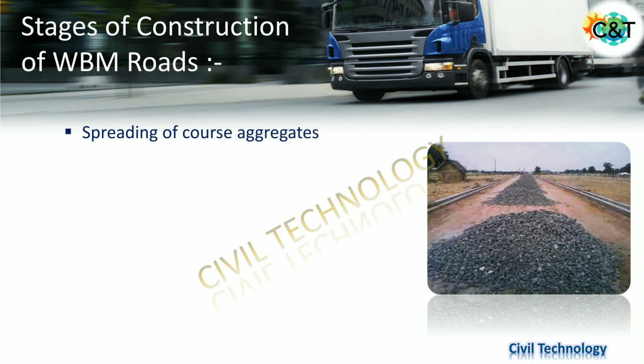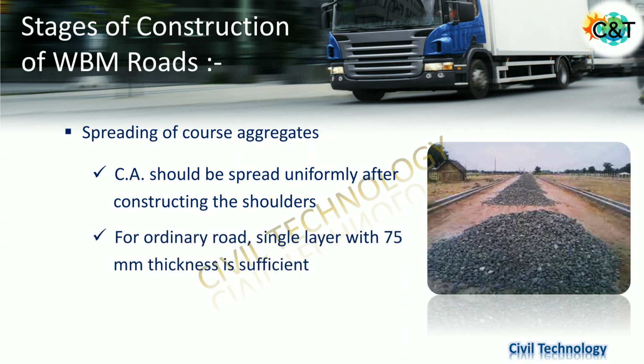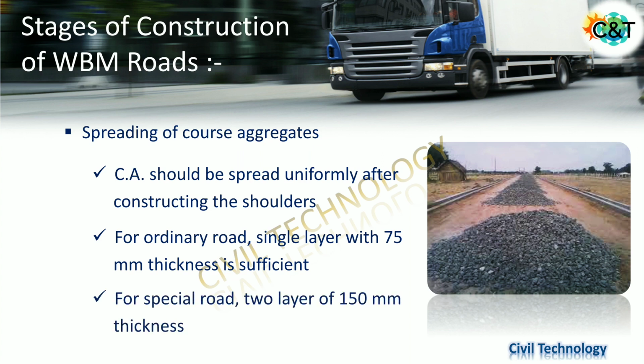After constructing the shoulder, coarse aggregate should be spread uniformly on the prepared base course layers. And the number of layers and thickness of the coarser aggregate completely depends on the pavement design. But in general, for an ordinary road, a single layer with 75 mm thickness is sufficient. And if your road is a special type like a national highway or state highway, then at least 2 layers of 150 mm thickness should be provided. So this is the general criteria.